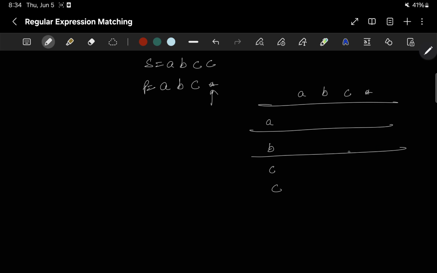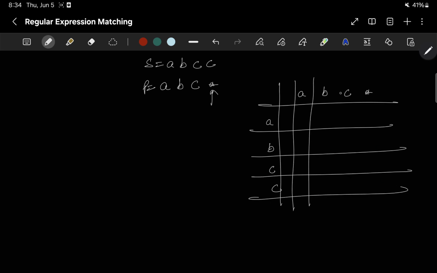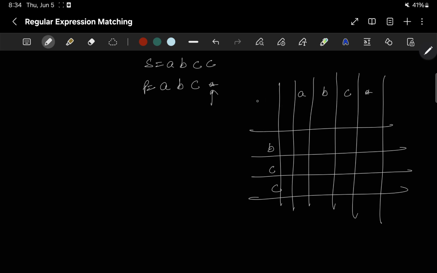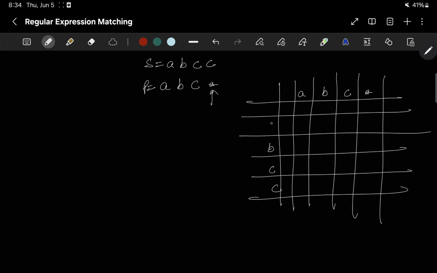1, 2, 3, 4, 5. 1, 2, 3, 4, 5. Okay. Again I made the same mistake which I did last time. So now you see, this is empty, this is empty. This will always be true because S and P both are empty. This will always be false unconditionally. A, and if S is nothing and it's A, it's false, false, false.